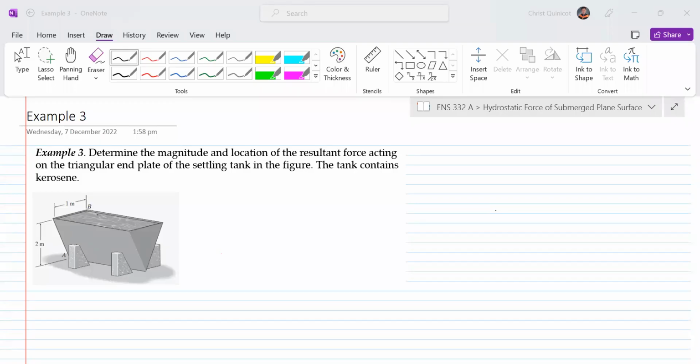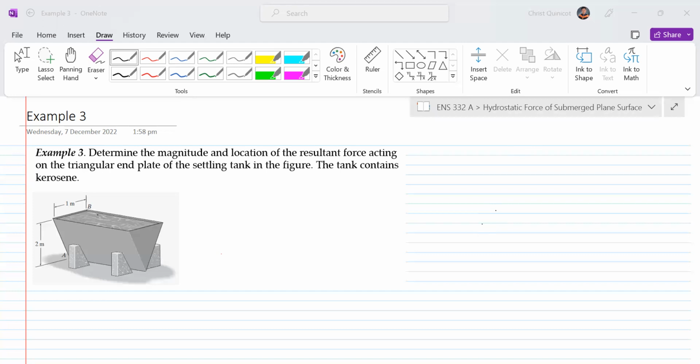Example 3. Determine the magnitude and location of the resultant force acting on the triangular end plate of the settling tank in the figure. The tank contains kerosene. Although the density is not given in the problem, for our upcoming examinations I will make sure to provide the relevant densities of the fluids, because those are constant, so you don't have to memorize all of that.